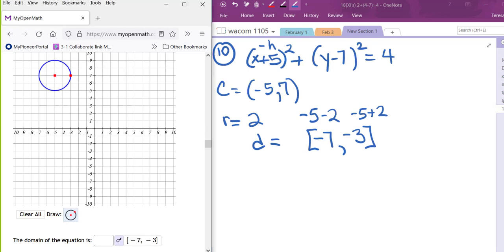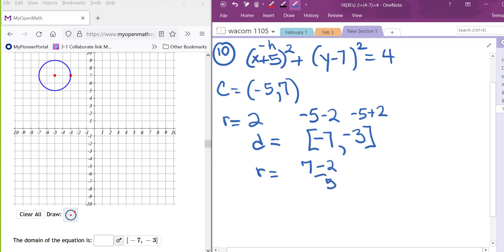-7, -3 in brackets, so we're good. And then range, you can do it algebraically if you didn't have the picture. So you would work with the y coordinates. So you would do 7 minus 2, so minus your radius, would give us 5 with brackets. And then you would do 7 plus 2, so subtract your radius and then add it. And that would give us 9 with brackets.